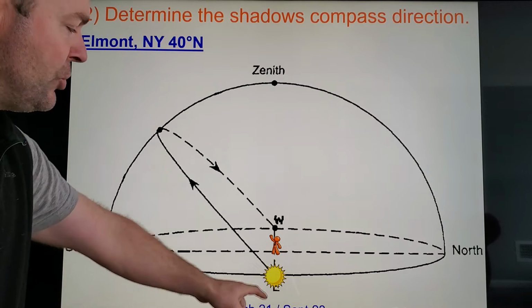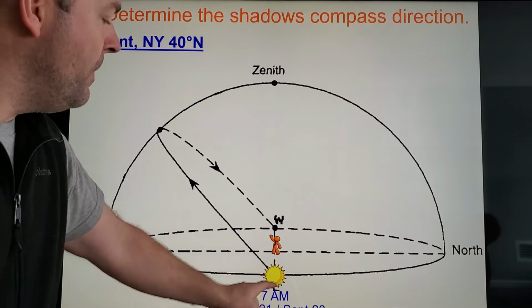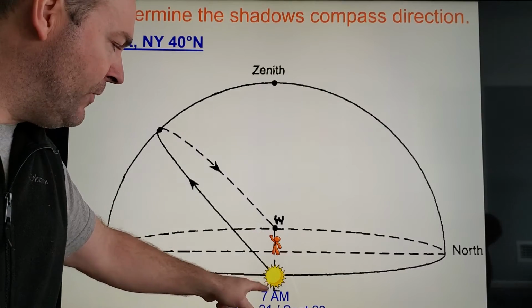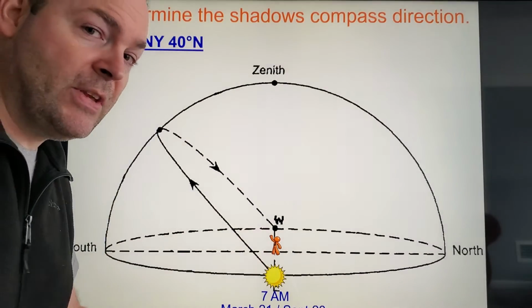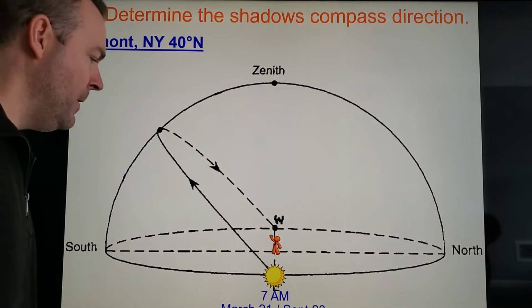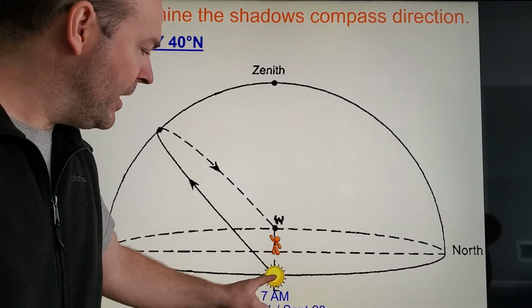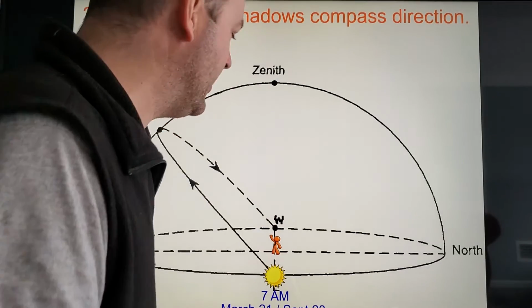Okay? We're going to start out at sunrise, which is roughly about 7 a.m. And, of course, equinox days are 12 hours in length. So if I'm rising at 7 a.m., then I'm going to be setting at 7 p.m., right? Okay. So in this case, the sun is directly east. So when it hits the person, the shadow will go directly west.